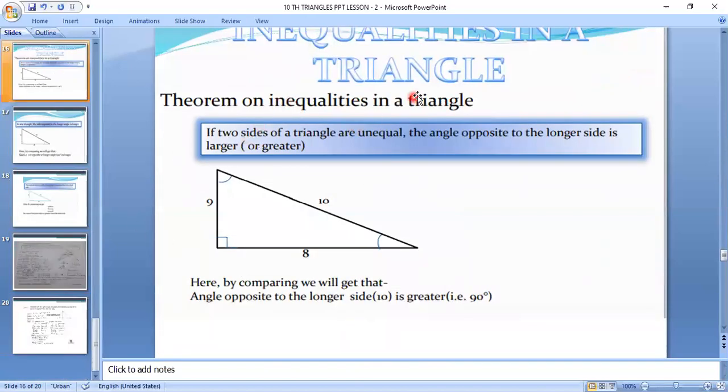And the theorem on inequality in a triangle. If two sides of a triangle are unequal, the angle opposite to the longer side is greater. So here in the triangle, the hypotenuse is 10, the opposite side is 9, and the adjacent side is 8. Here by comparing, we will get that the angle opposite to the longer side is greater, that is 90 degrees.